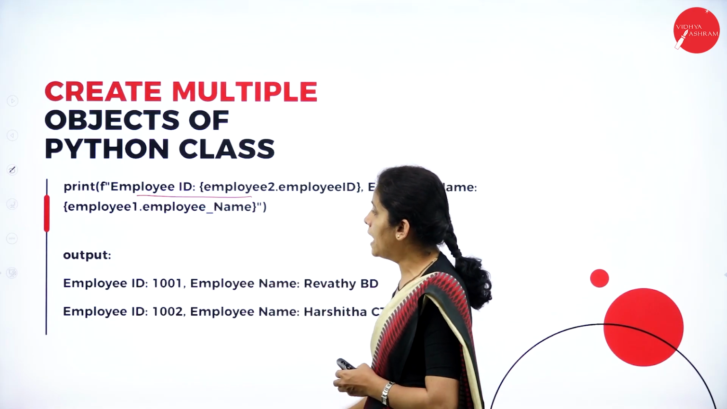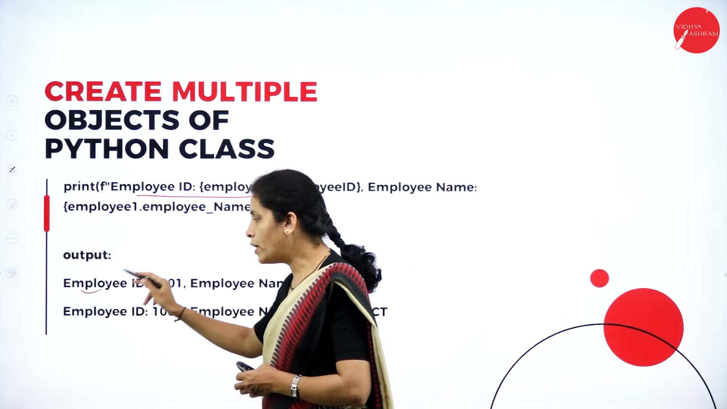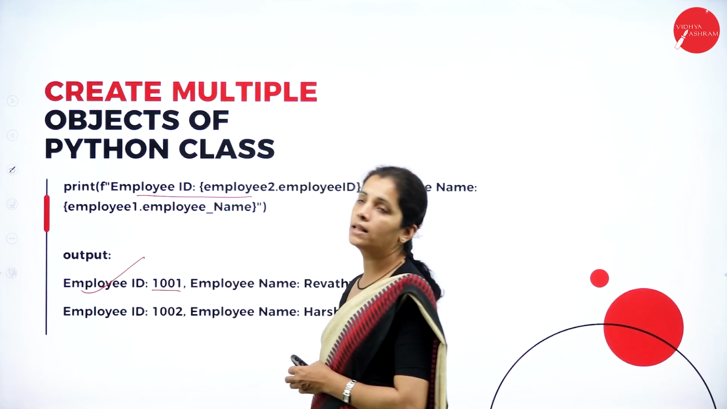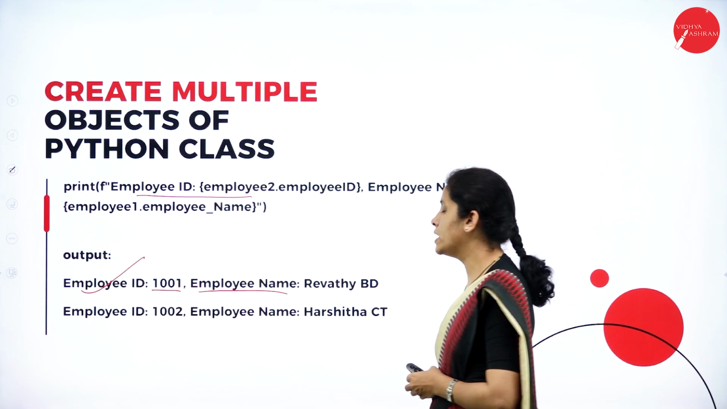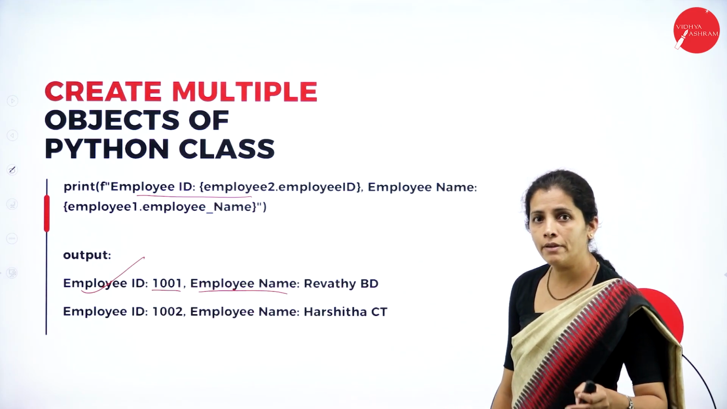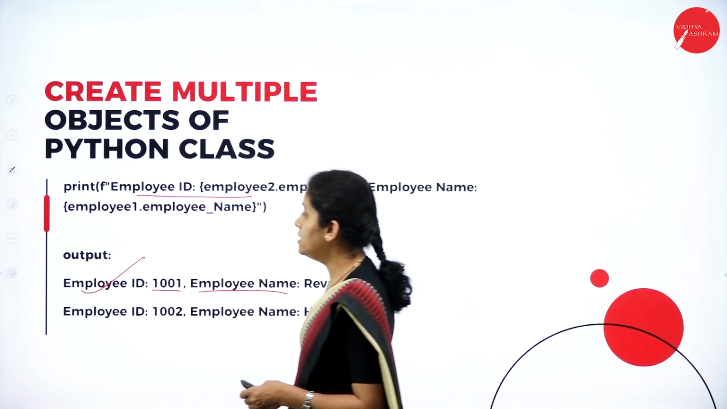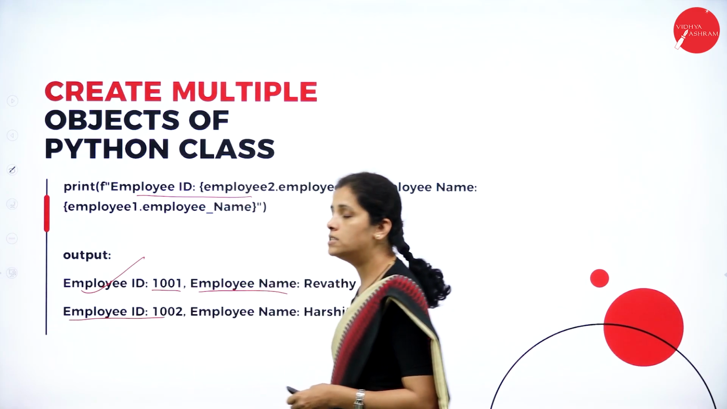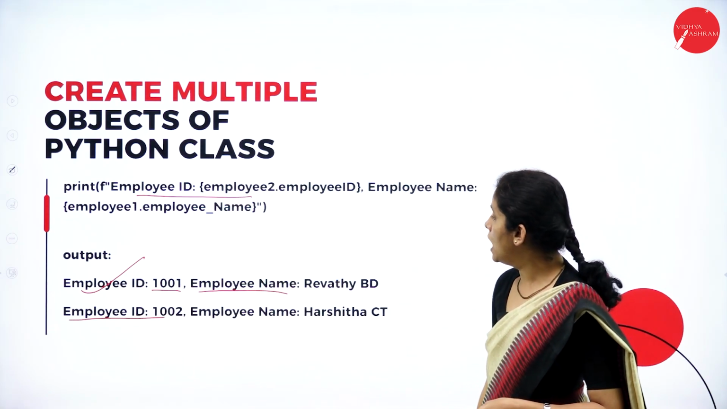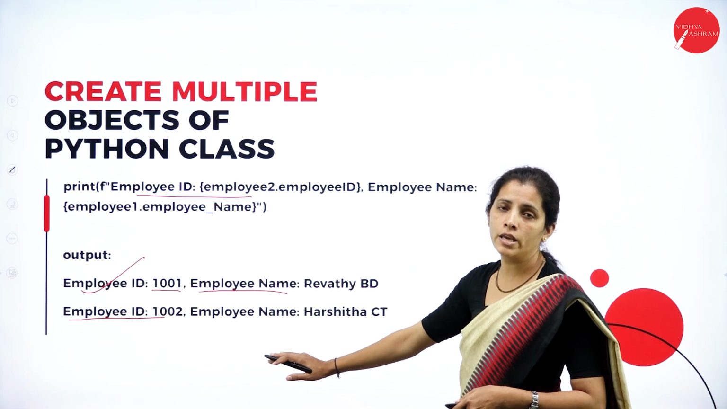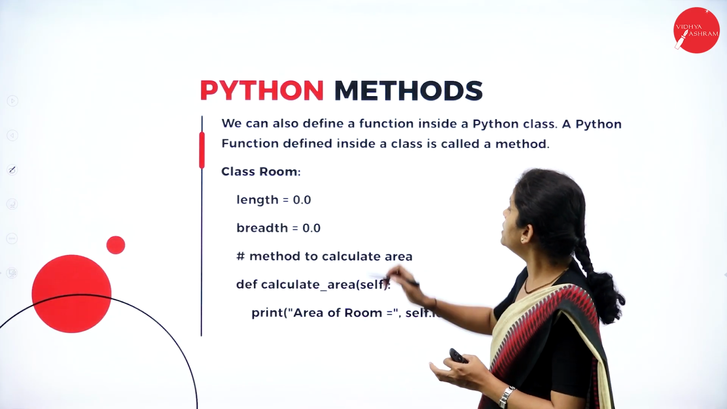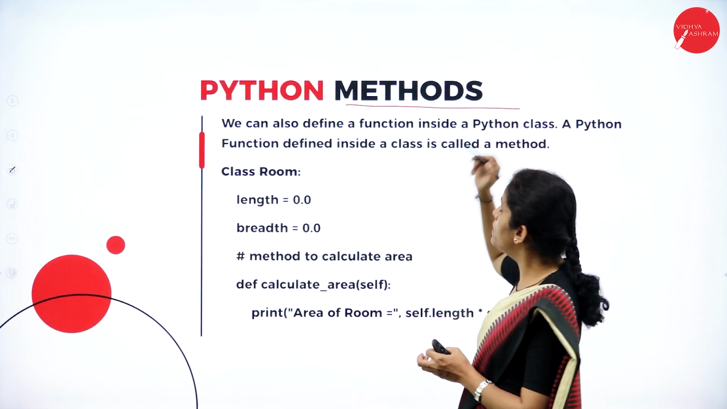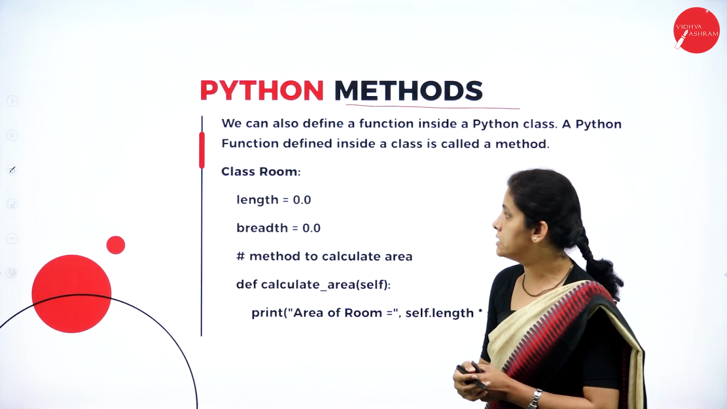Okay, so what is my output? See here, employee ID. What's the ID? 1001. And what is the name of the employee? That is Revati BD. And if I consider second record, that is 1002. And what is the name of the employee? Harshita CT. Okay, fine. Now let me discuss how we can create the methods.